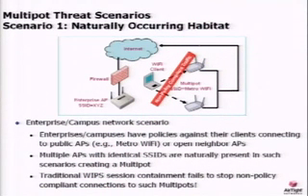So having seen the reason for multipot behavior, let us look at two major threat scenarios in which multipot can cause a security issue. Scenario one is what is known as the naturally occurring habitat, which can potentially occur in enterprises or academic institutions.